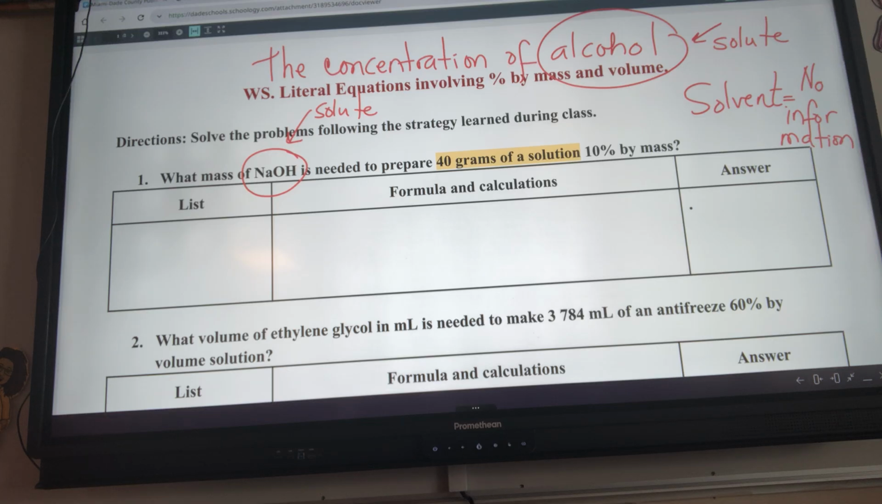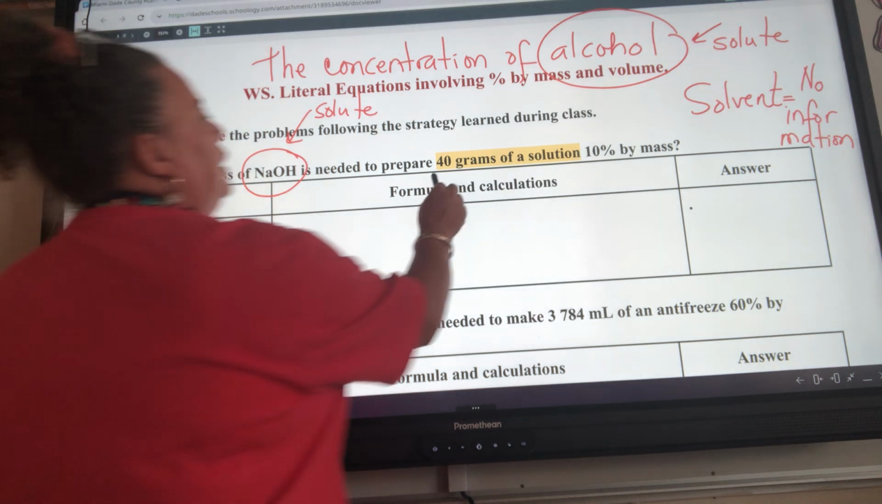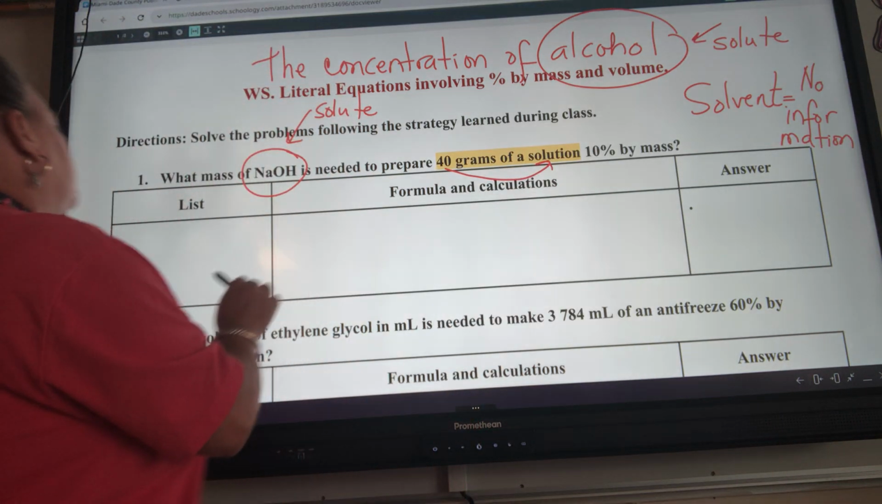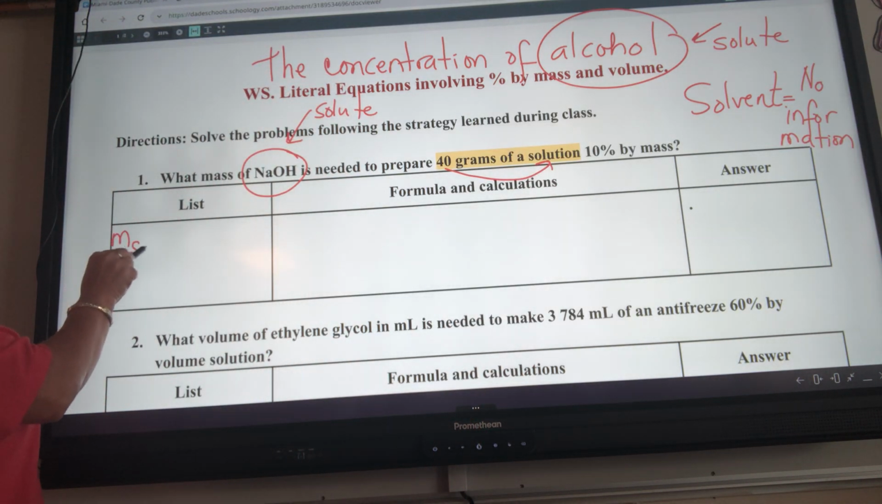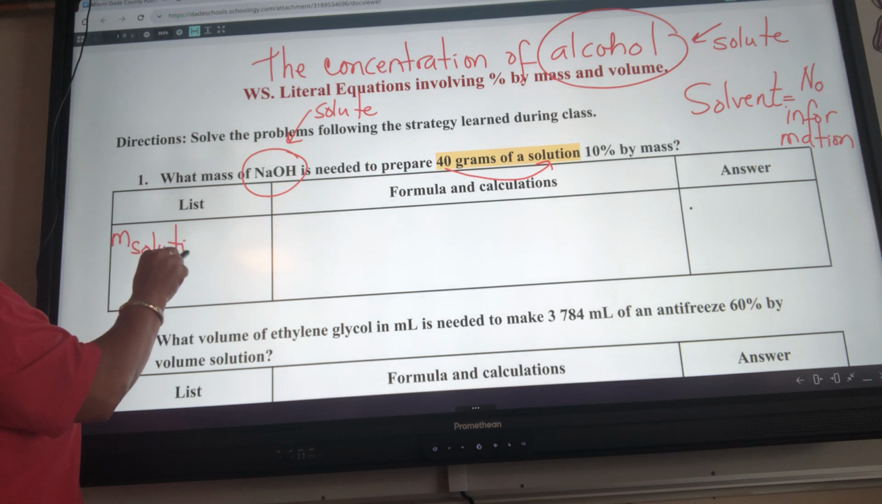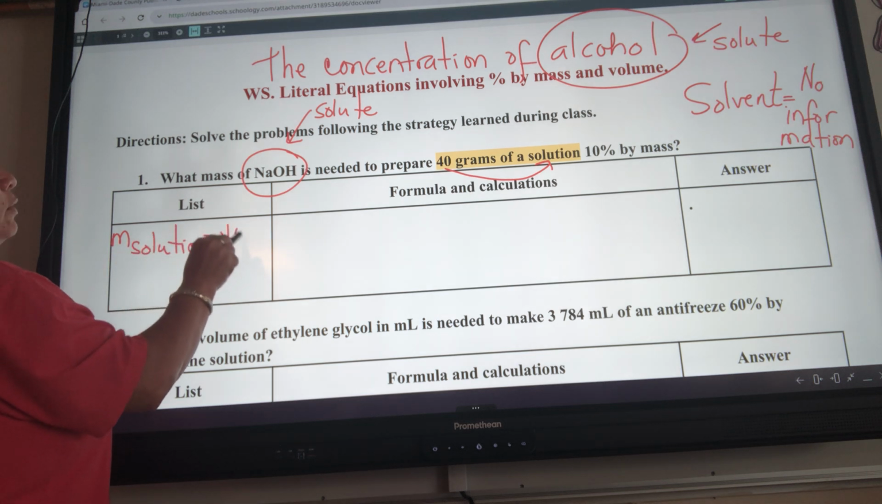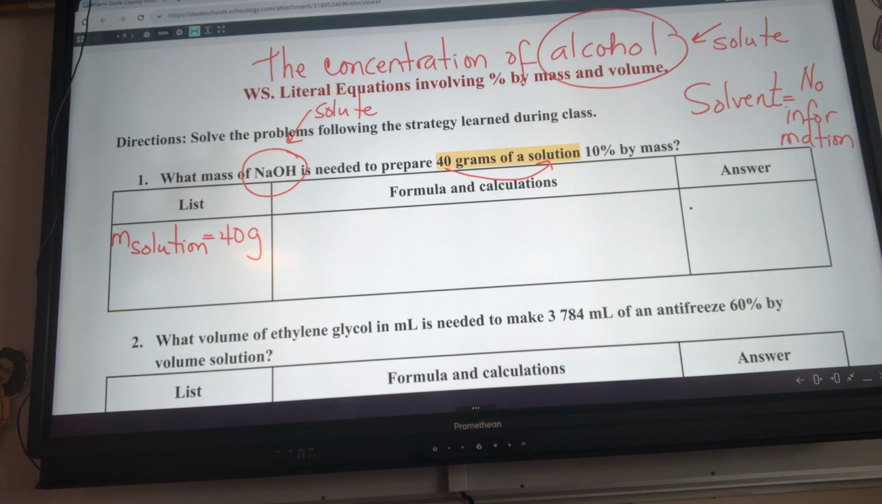40 grams. What are the 40 grams? Is that the mass of the solute? Is that the mass of the solvent? 40 grams. What is that? As you can see, they don't want to answer, so I'm going to continue. 40 grams of a solution. So the mass of the solution equals 40 grams.